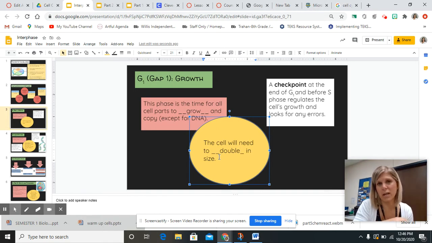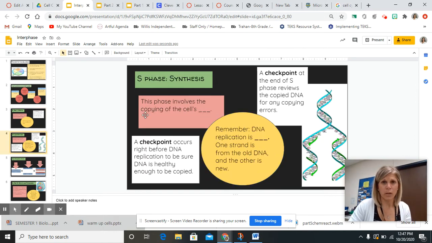Sometimes the cell just can't get itself together, and instead of it leading to more problems, the cell will just destroy itself. In most cases, the cell does everything it's supposed to. It is error-free, I should say, and there's no issues. So the cell will just continue from the G1 phase into the next phase, which is our S phase. This goes back to what we did when we covered DNA replication. We're going to actually copy the DNA.